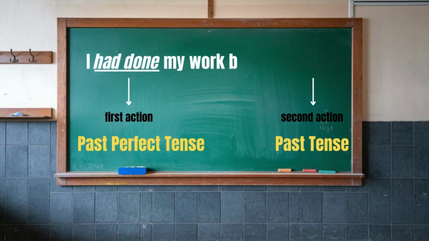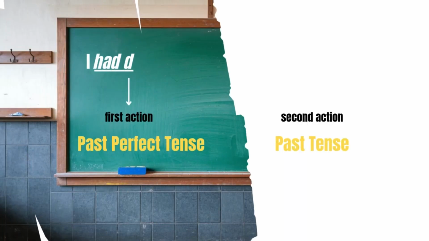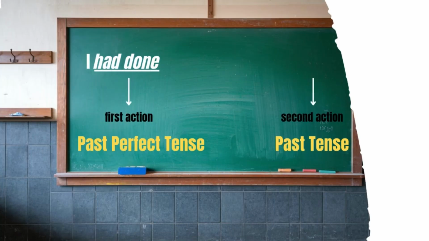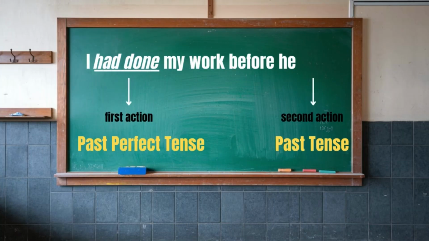There is an example. I had done my work before he came. Observe the underlined verbs. If you observe it carefully, you will find that two actions took place in the past. Action 1, action 2. I had done my work before he came. Completion of work is the first action in the past, and his coming is the second action in the past.